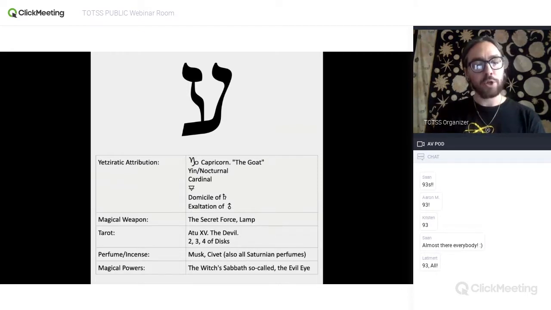All right, and then for magical powers, Crowley says the witch's Sabbath, so-called. It's interesting to think of the witch's Sabbath as a power, but it certainly is a kind of magical ritual. The witch's Sabbath makes a lot of sense. And that's a really deep and complex topic, especially getting to what may have actually been practiced in the medieval world, and what's just a fantasy of the church authorities, and how those two things interact over time. So interesting stuff there, but we don't really have time to get into it now.